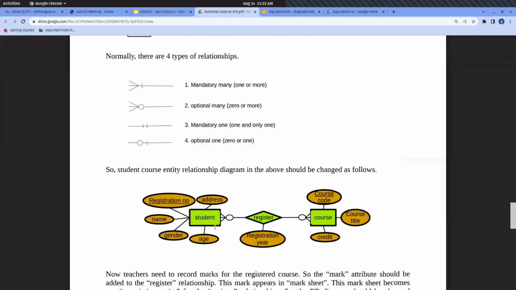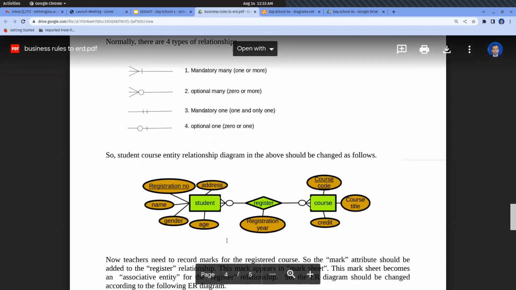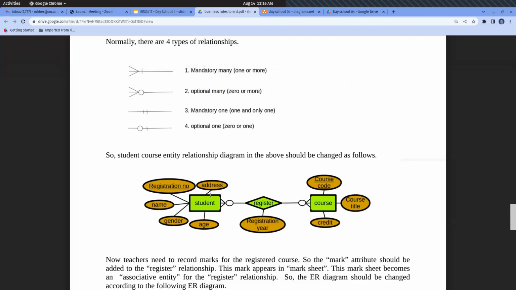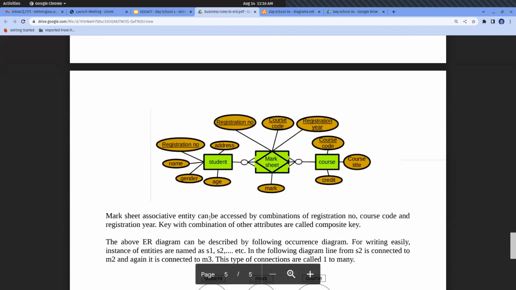Here, according to this diagram, you can draw again like this. Student entity, attributes, and the registration year, and the many to many. Many and not mandatory.